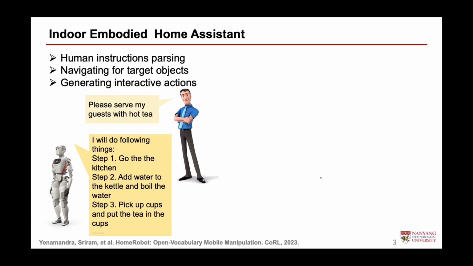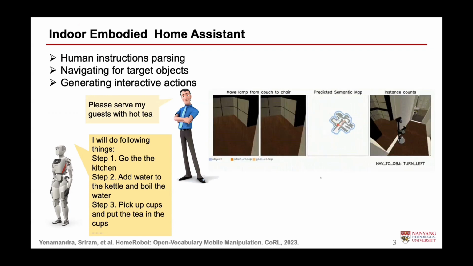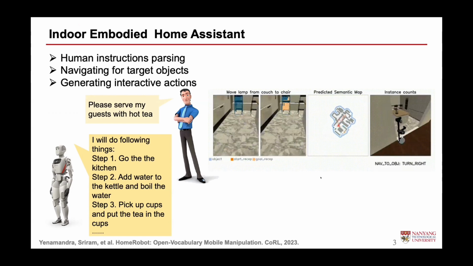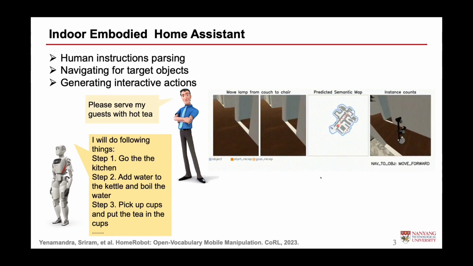This task can contain 3 stages. The first one is to parse the human instructions. For example, what are the stepwise actions for the robot to serve the guest with a hot tea? For example, step 1, going to the kitchen, and step 2 and step 3. After that, we have the stepwise plans, and in the stepwise plan, we actually have the target object. For example, in step 2, the target object will be the kettle.